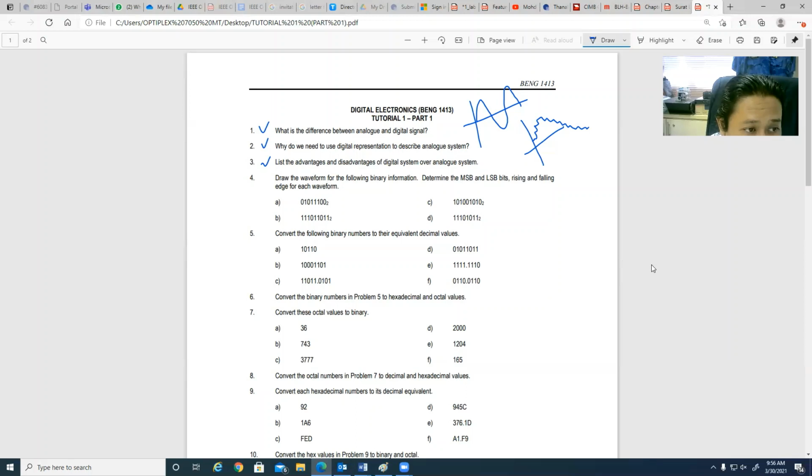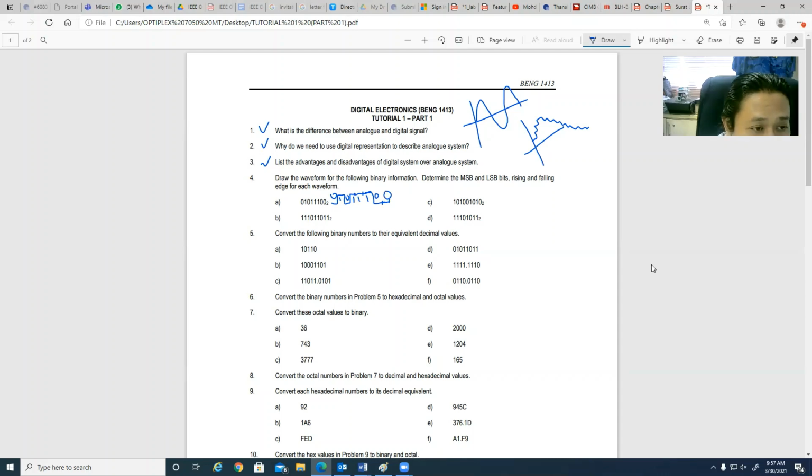Then question number four: draw the waveform for the following binary information. Determine the most significant bit and least significant bit, and the rising and falling edge for each waveform. I will show you an example. We have 0, 1, 0, 1, 1, 1, 0, 0.